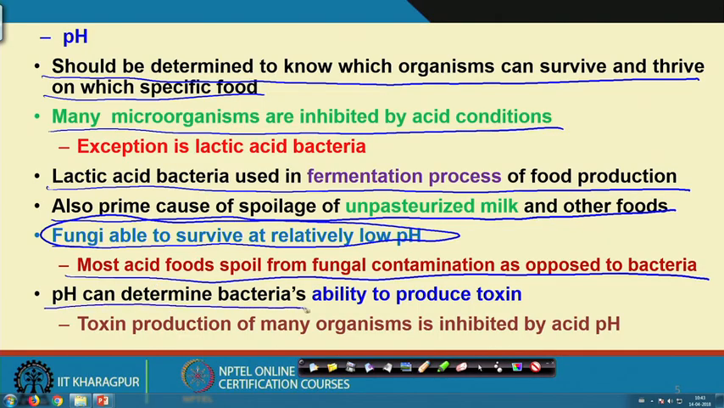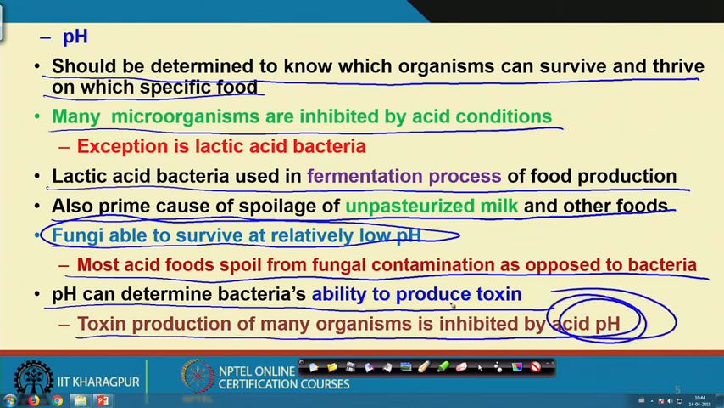pH can determine bacteria's ability to produce toxin. If it is high pH, then the product which is formed may not be desirable. Some products which are not desirable, like toxic materials, can be produced by the organisms, and that is not desirable. Toxin production of many organisms is inhibited by pH. So, pH is one of the regulating factors, if you do not want toxin to be produced in the food.